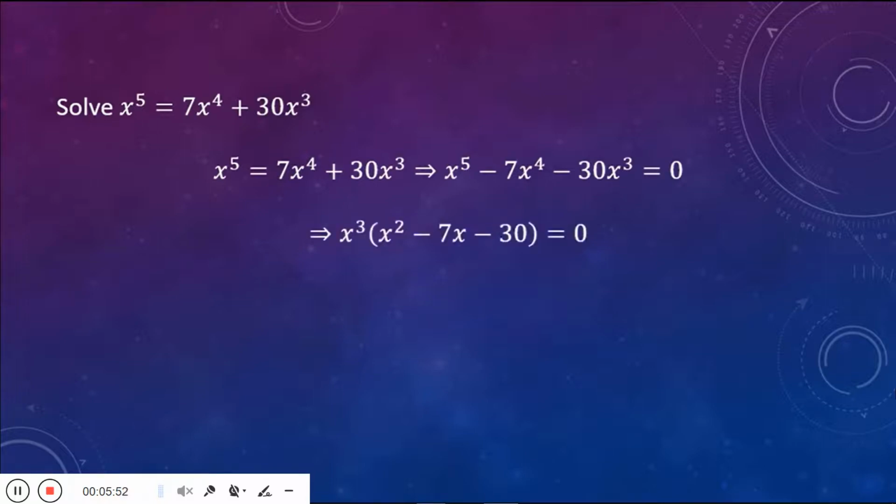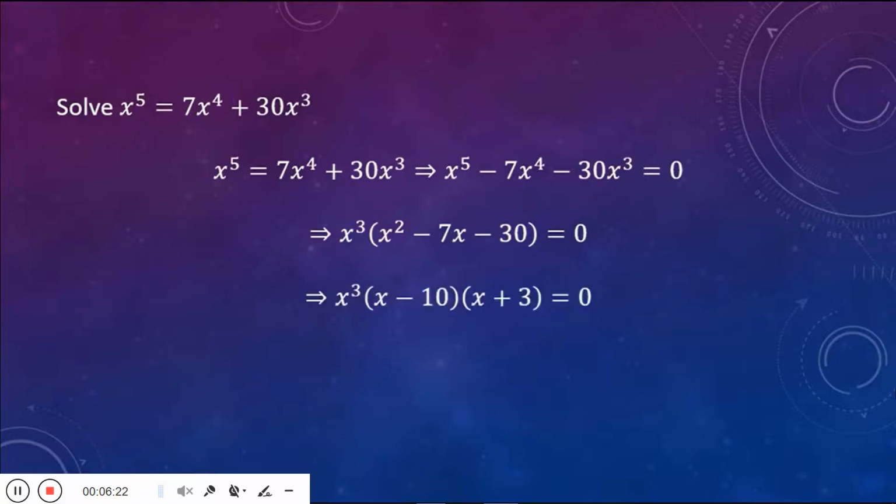I can pull a factor of x cubed out of each of those three terms. So that gives me x cubed times x squared minus 7x minus 30. And this is a lot friendlier now. The x cubed we can't really factor anymore, but the x squared minus 7x minus 30 we can. And we can use some basic factoring to figure out what factors that will break down into.